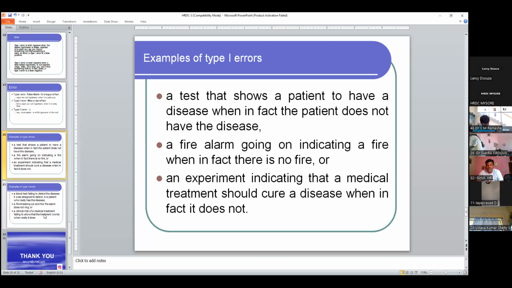These type 1 and type 2 errors have their own implications in interpretation, and more of type 1 and type 2 errors will indicate that you have not followed a sound research methodology.